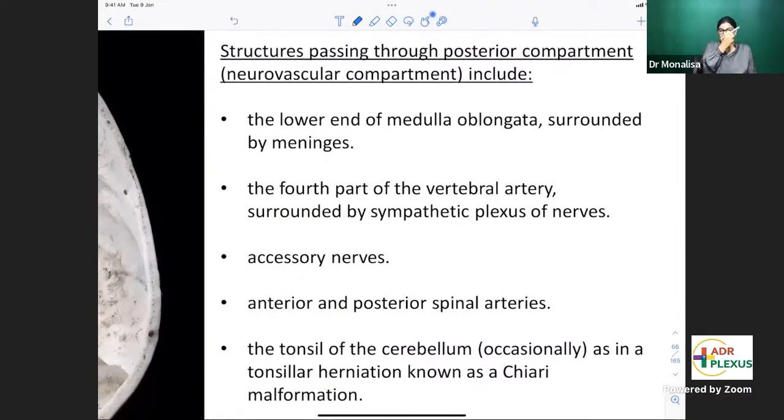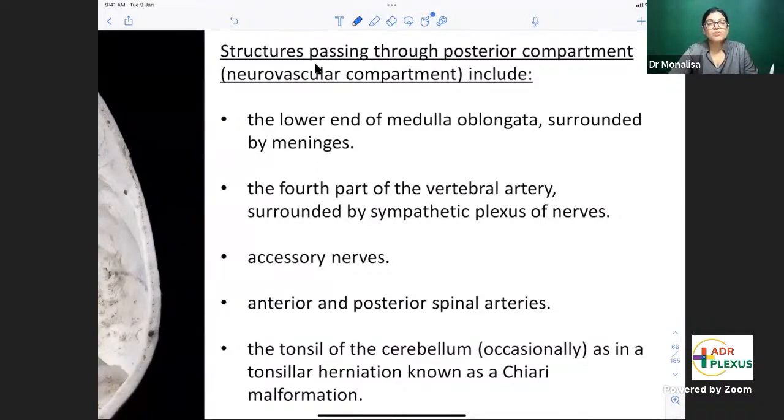Okay, can anybody tell me, the first part of vertebral artery is passing through which space? Here, the fourth part of vertebral artery is traversing through foramen magnum. Can you tell me the first part of vertebral artery is passing through which space? I'm talking about the first part. Foramen transversarium? No, dear, that is the second part. Can you tell me the first part?